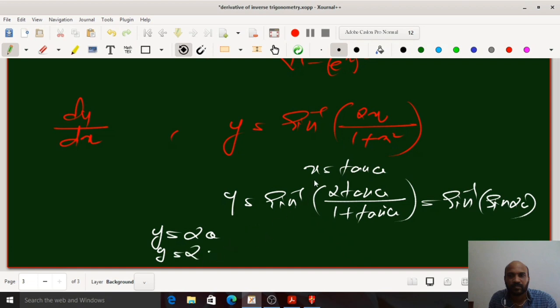What is the value of theta? If x equal to tan theta, theta equal to tan inverse of x. So the simplest form of y equal to sine inverse of 2x by 1 plus x square is y equal to 2 into tan inverse x. That means you have to differentiate the simplest form in order to get the answer. So dy by dx equal to 2 into the derivative of tan inverse x, because 2 is a constant. 2 into, what is the derivative of tan inverse x? 1 by 1 plus x square.